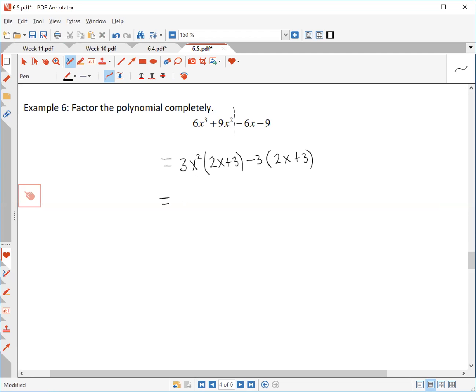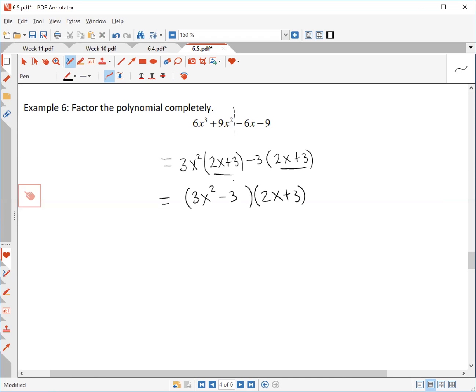Saba, that's a great idea. I tend to not do it when I have four-term polynomials, but I can tell you've been listening to me because that is really what we're supposed to do. However, I'll take out the 2x plus 3 now, and I'll be left with 3x squared minus 3.